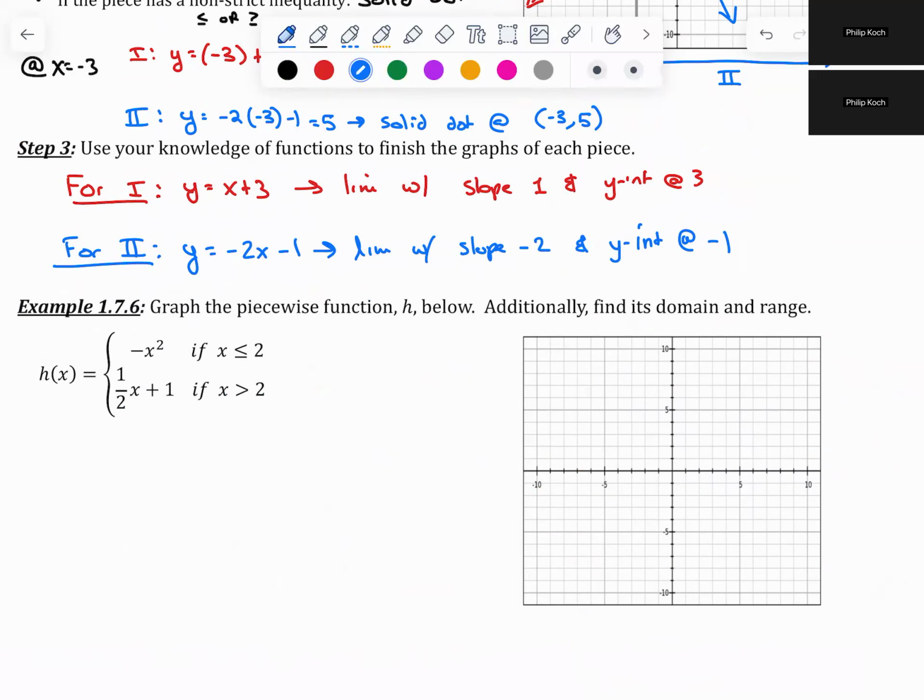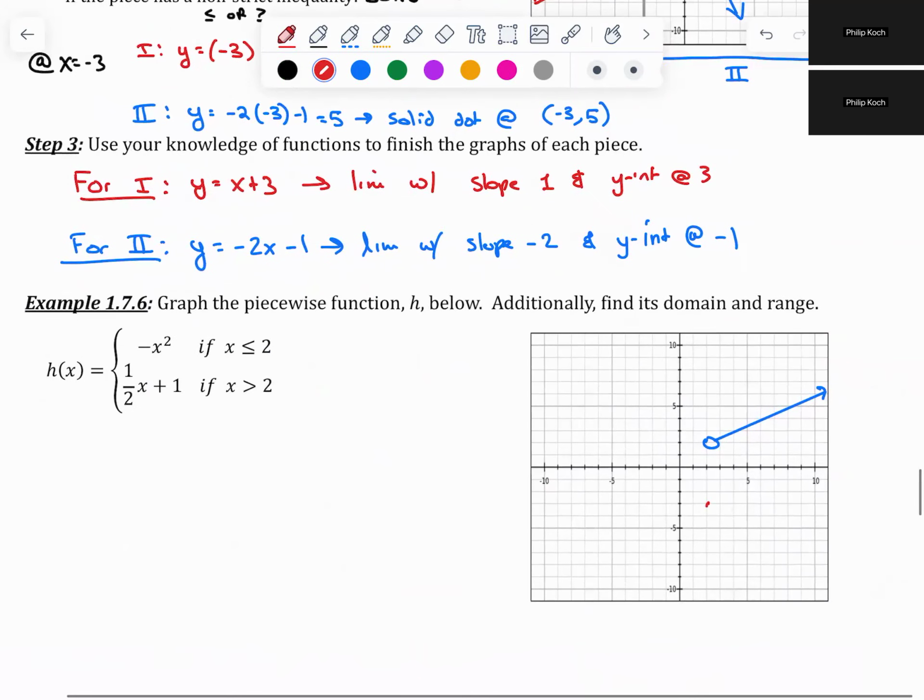So 2, 2, open circle there, and like that. And then 2, -4. And then 0, 0. And it looks like that. All right. That's the answer. If you'd like to check your work, feel free to take a picture of it. Otherwise, if you have any questions, please feel free to email me. Otherwise, you guys have a great rest of your day, a great weekend.